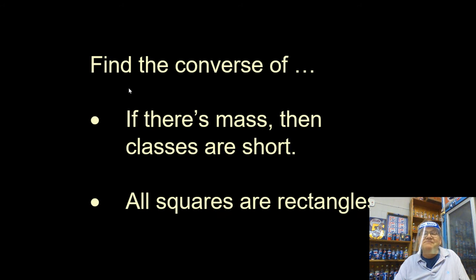The last one, it says all squares are rectangles, which if you think about it is basically saying, if something's a square, then it's a rectangle. So what would the converse of that be? Go right back there, yeah. Say it again. He said all rectangles are squares, and that's fine. Or, if it's a rectangle, then it's a square.